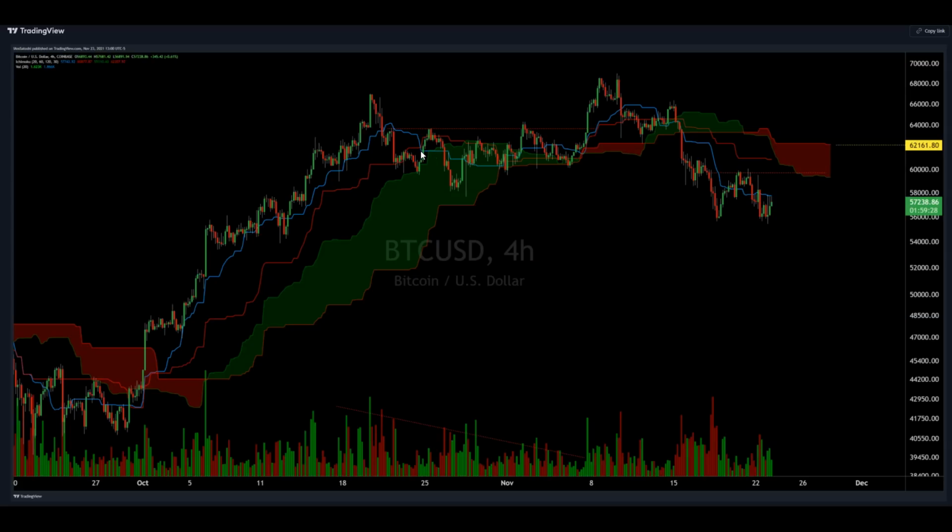I always get people asking me, does this work on the 15? Does this work on the 30-second? It'll work, but it's going to be super noisy. So for me, if I'm using a position with size, with leverage, I'm not going to trust anything lower than the 4-hour typically, for reasons exactly like this.